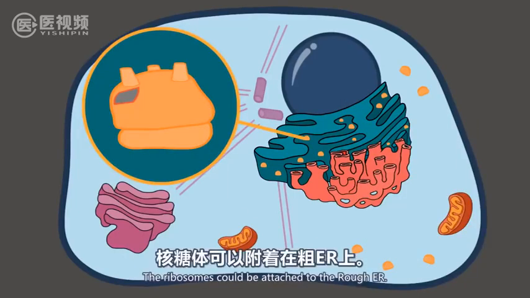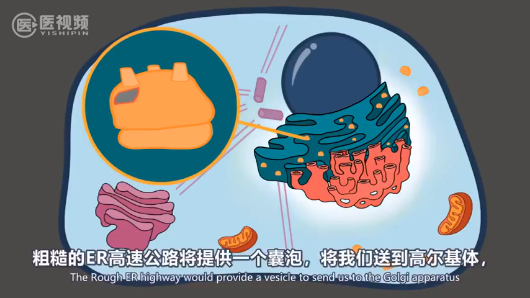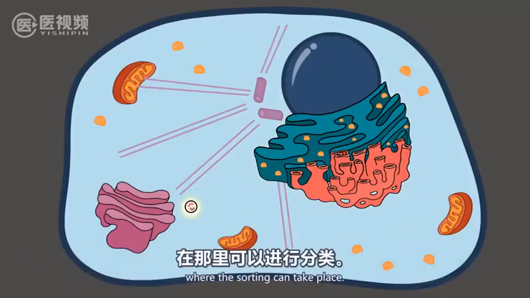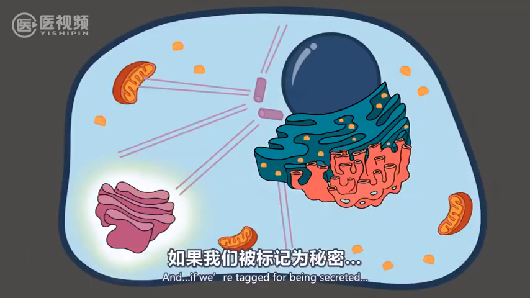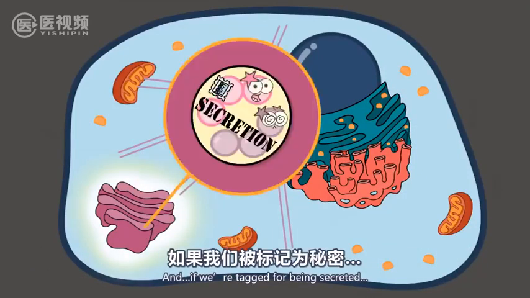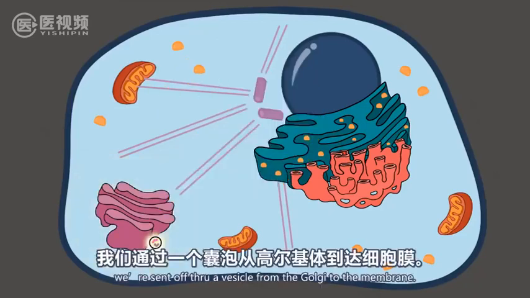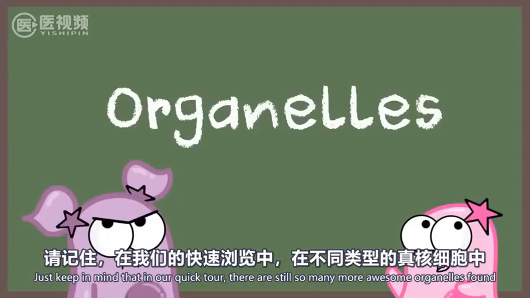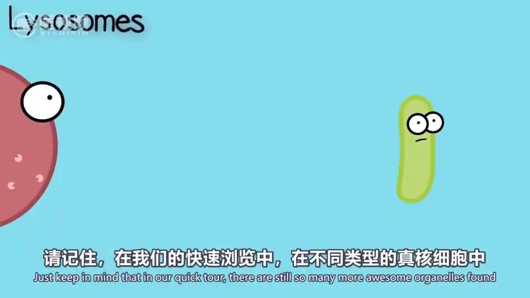The ribosomes could be attached to the rough ER, and the rough ER highway would provide a vesicle to send us to the Golgi apparatus where sorting can take place. And if we're tagged for being secreted, we could be sent off through a vesicle from the Golgi to the membrane. Out we go!